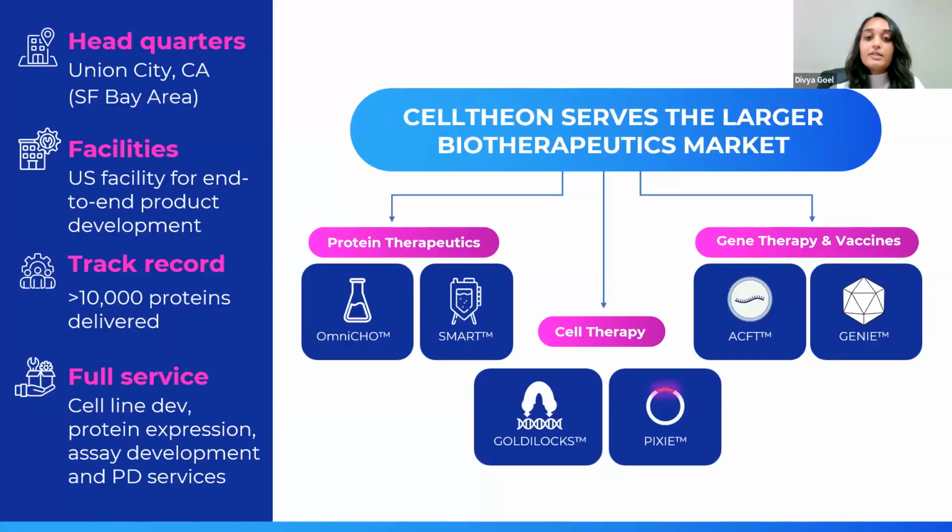So at a high level, Celltheon is located in the San Francisco Bay Area in Union City, California. We provide cell line development services and also other services for the greater biotherapeutics market. That includes protein therapeutics, platform technologies and services for cell and gene therapy and vaccines as well. But the topic and focus of today's presentation will be more on protein therapeutics. Our facility here in the US provides end-to-end product development for manufacturing of protein therapeutics. We have a long-standing track record of delivering over 10,000 proteins to date since our inception in 2012. And we are a full service CRO. We provide cell line development and protein expression services, assay development, and PD services.